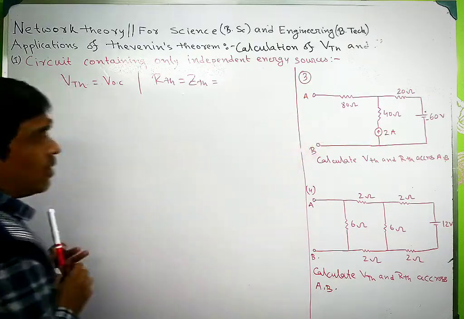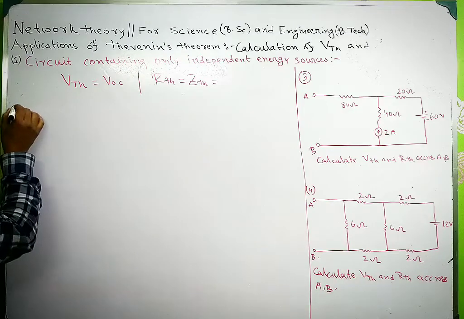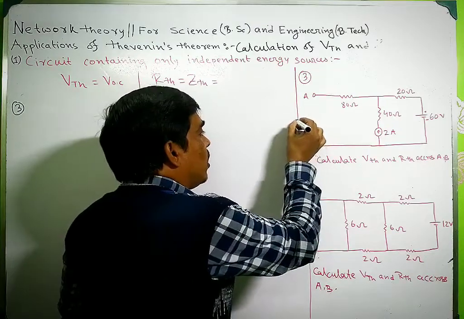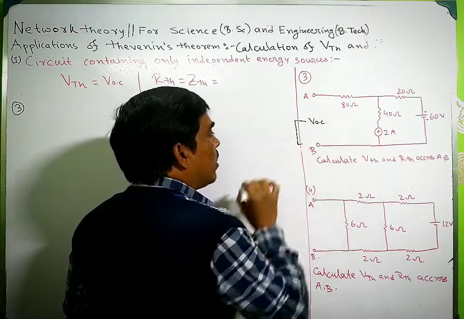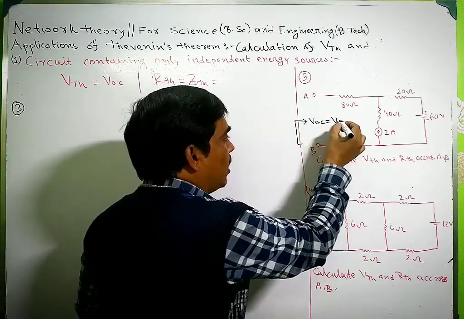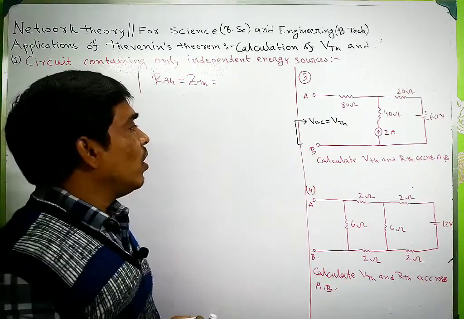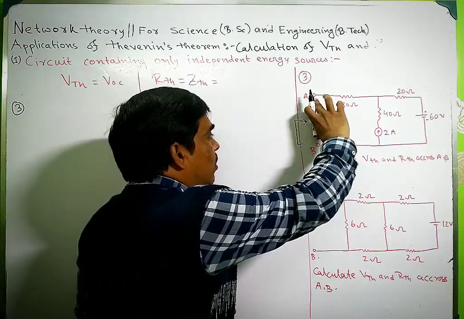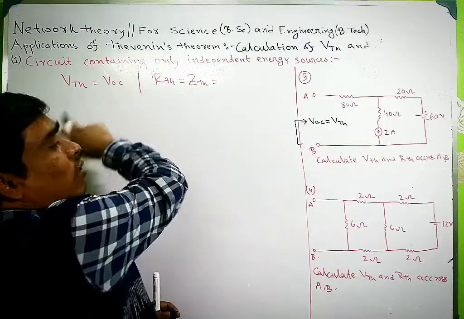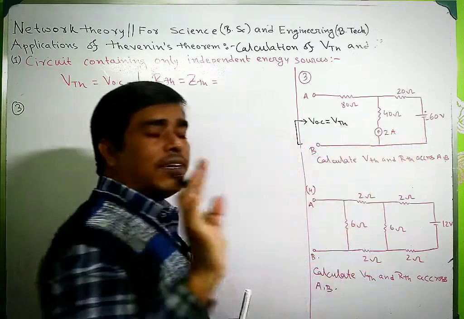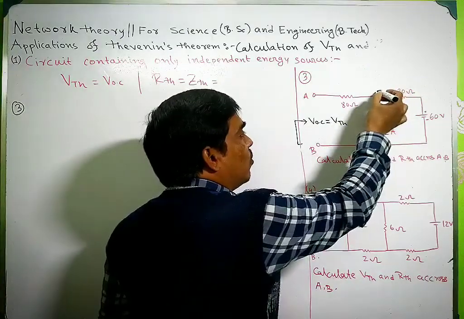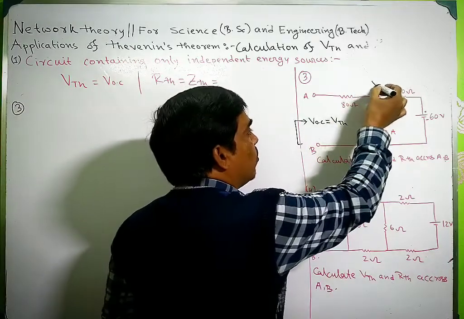So now, number 3 problem. If you are able to calculate the open circuit voltage of this open circuit terminal, that will be the VTH. This open circuit voltage VOC equals VTH according to this rule, because this circuit contains independent energy sources. Now I take this node X, and this is the node voltage Vx.